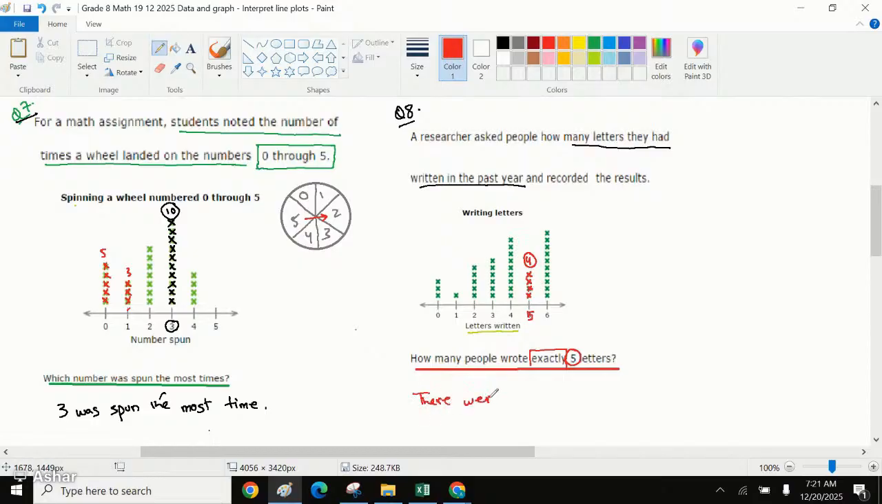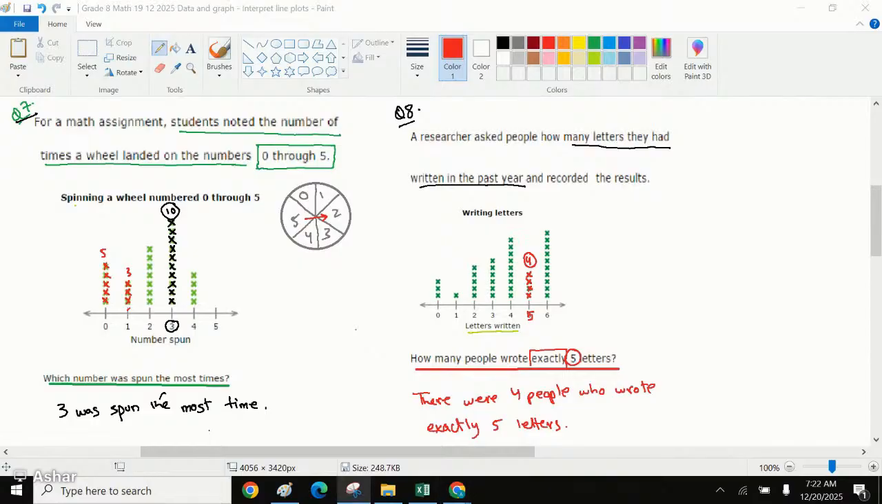That means there were four people who wrote exactly 5 letters. Okay. So if we have a good understanding, let's look at the next question we have.